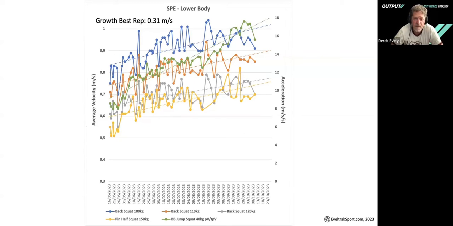And he's found a lot of the same here. His best rep there is about 0.31 meters per second. You can do the math on all the other ones, but you basically see the curves. You can see the growth there.